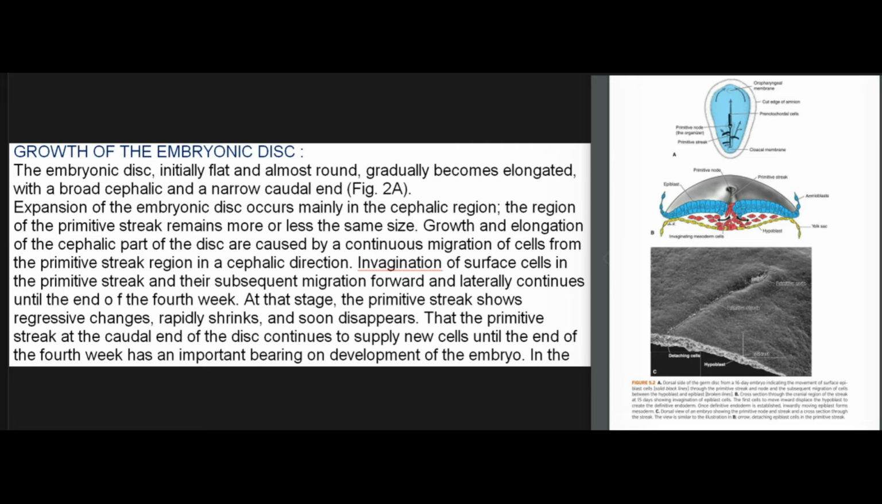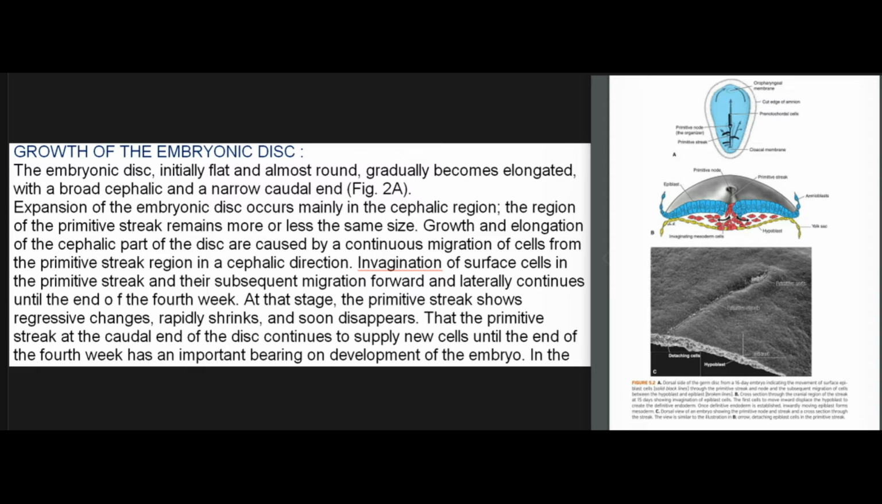Growth of the embryonic disc. The embryonic disc, initially flat and almost round, gradually becomes elongated, with a broad cephalic and a narrow caudal end, Fig. 2a. Expansion of the embryonic disc occurs mainly in the cephalic region, while the region of the primitive streak remains more or less the same size. Growth and elongation of the cephalic part of the disc are caused by a continuous migration of cells from the primitive streak region in a cephalic direction.